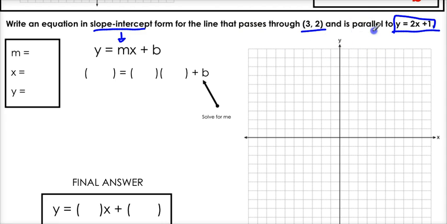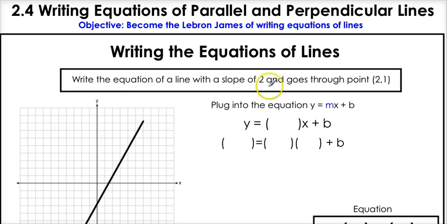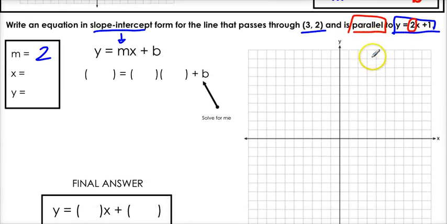Well, if it's going to be parallel, and this is an important piece of information, so it's good that you circle it, it needs to have the same slope. So our slope is just going to be 2. So this is just like the last problem. Now we know the slope of our new line. In this case, it was given to us. Write an equation of the line with the slope of 2. This one we had to figure out. We just knew if it's going to be parallel, it needs the same slope.